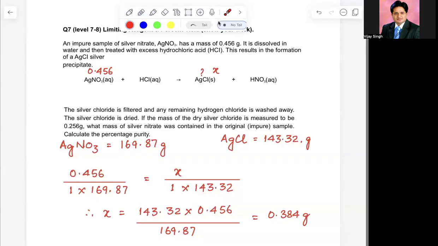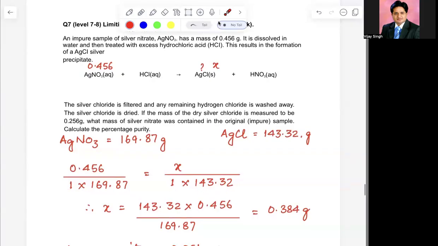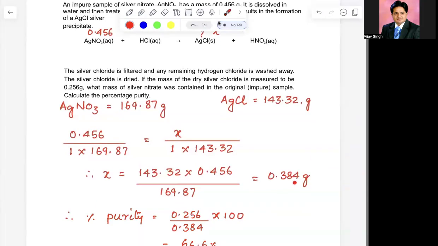Now let's try to find out, because this is a balanced equation. You have one silver, one chlorine, one hydrogen, and three oxygen. It's balanced. So you want to calculate the mass of silver chloride. Let this be X. Here the mass is 0.456. So you will have 0.456 divided by the molar mass of silver nitrate. The ratio is 1. So here you have X divided by 1 times the molar mass of AgCl. And that gives you 0.384 grams of silver chloride.